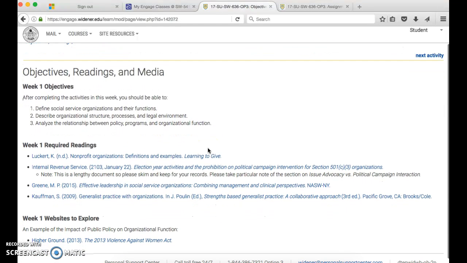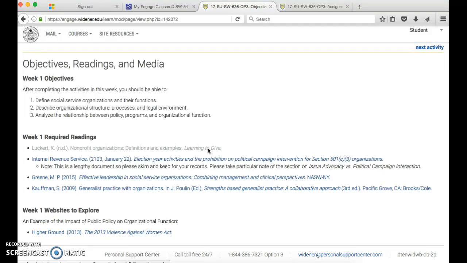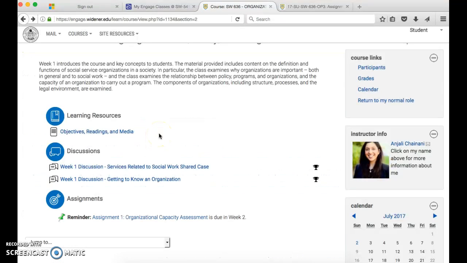Under Learning Resources, all of your readings are listed there. And again, you'll be reading about social service organizations, their functions, the legal environment of organizations and their structures, and then again, analyzing the relationship between policies, programs, and organizational functions. All of the links are working as of last week, so if there is a reading that doesn't seem to work, please do let me know.